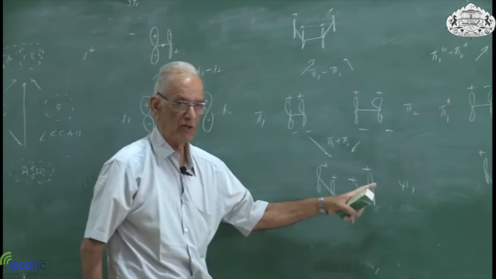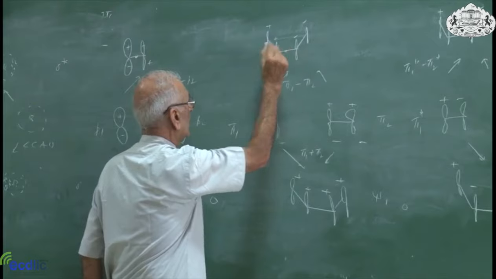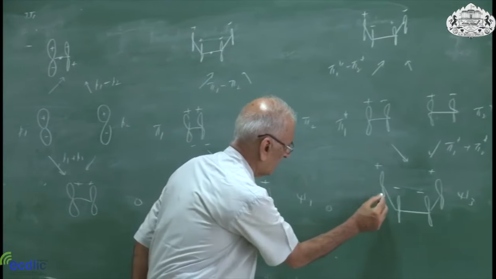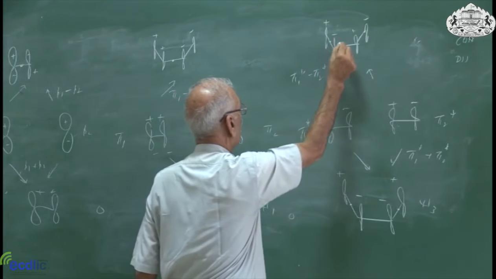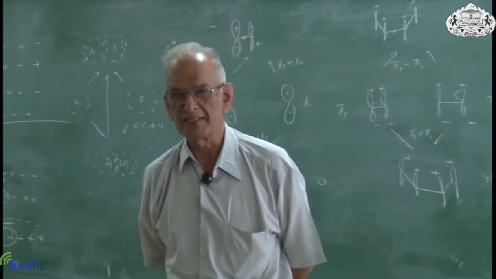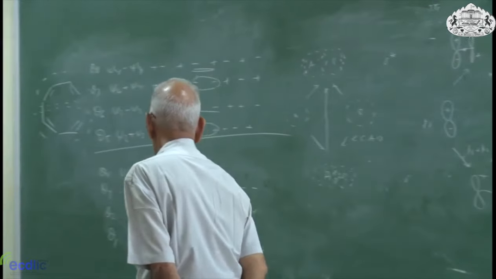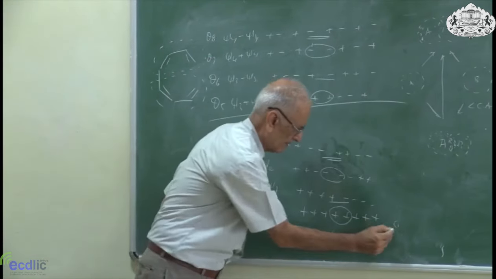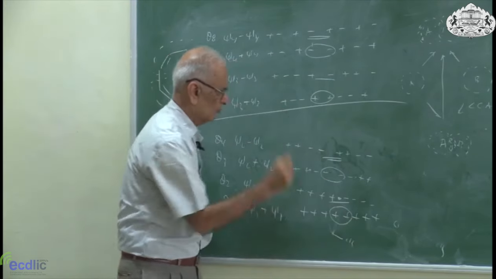First orbital, how many nodes? No nodes. Zero nodes. Second orbital has one node. Third orbital, how many nodes? Two nodes. And the fourth orbital has three nodes. So I can use the concept of nodes in order to draw orbitals. Let's look at this. First orbital, no nodes. Second orbital, one node. Third orbital, two nodes.